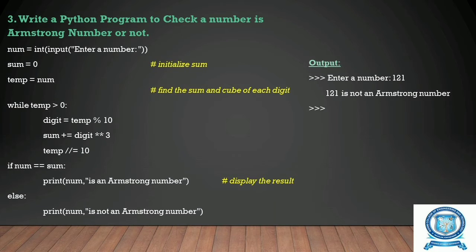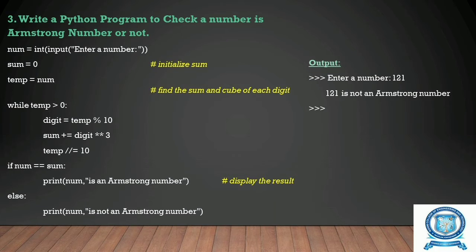Write a Python program to check a number is Armstrong number or not. Here also we are getting a number as input, and that is stored in the variable num. First we are initializing the sum value as 0. Then we are giving a temporary variable, that is temp is equal to num. We are assigning that num to the temporary variable. Now we are going for a while loop. While this temporary variable is greater than 0, we are going to find the digit value.